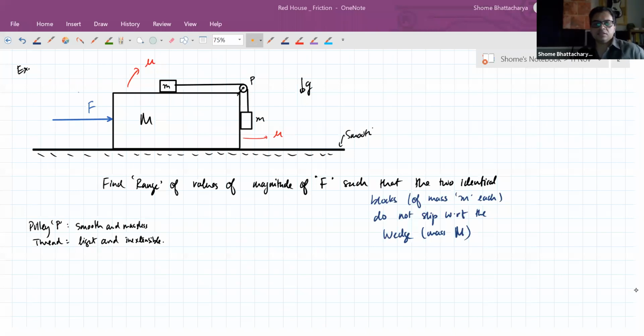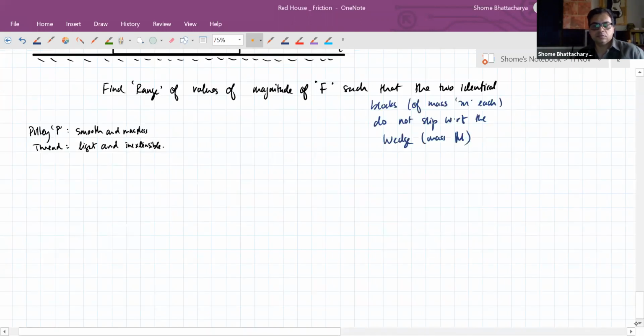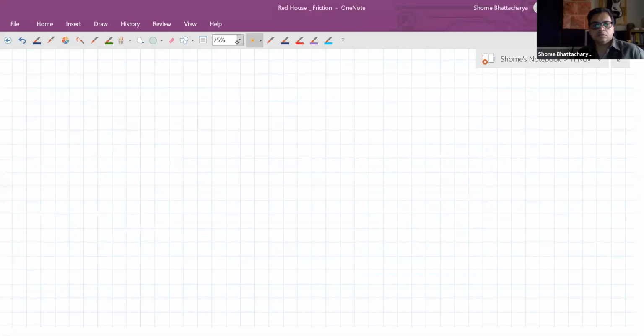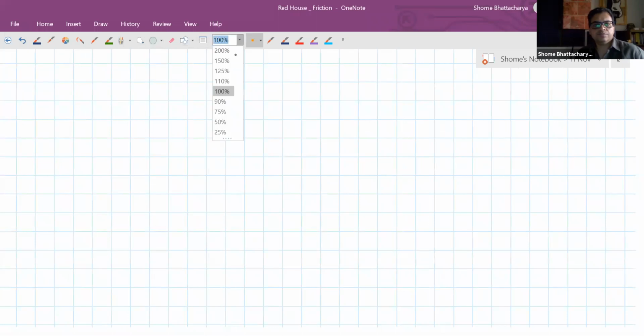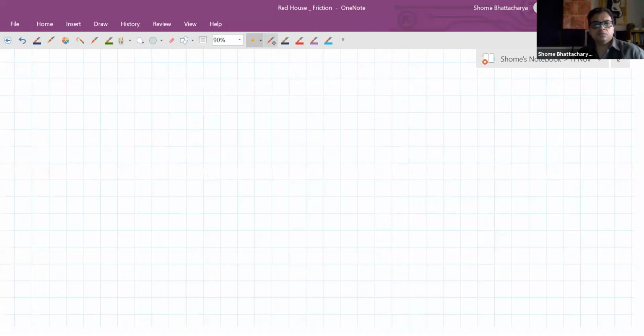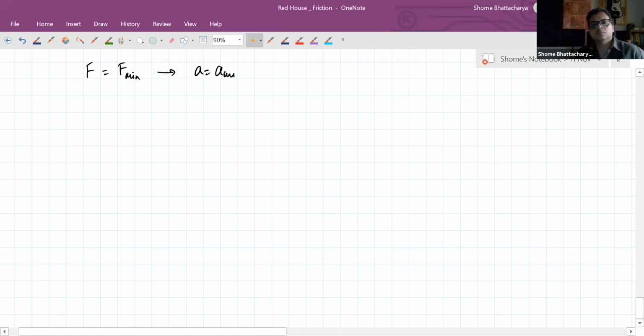Yeah, so we have to get all the answers in terms of the quantities given in the question. That is capital M, small m, and mu, and of course G. Okay. So here also, if we now visualize the situation where you are applying the minimum force, minimum force case, the horizontal acceleration is minimum. So the pseudo force is minimum. So what is happening?